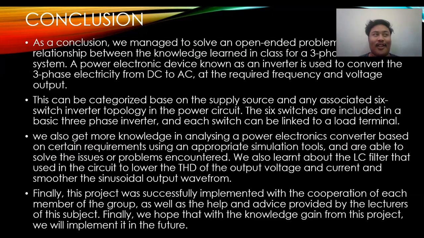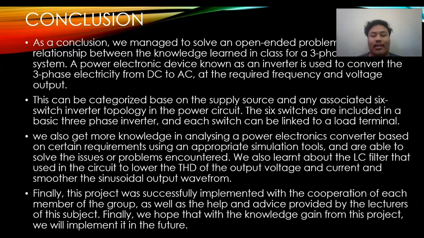Assalamualaikum. Thank you to the presenter before me. My name is Muhammad Faiman. I would like to continue with the conclusion. As a conclusion, we managed to solve an open-ended problem and find the relationship between the knowledge learned in class for the three-phase inverter system. A power electronic device known as an inverter is used to convert the three-phase electricity from DC to AC at the required frequency and voltage output. This can be categorized based on the supply source and any associated 6-switch inverter topology in the power circuit. The 6 switches are included in a basic 3-phase inverter, and each switch can be linked to a load terminal.